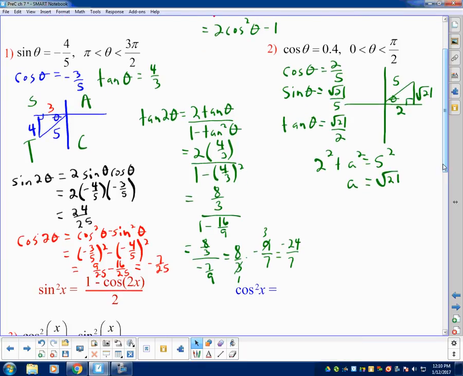Alright, so there it is. Do you understand what we would then do to find if I asked you for sine of 2 theta, cosine 2 theta, tangent 2 theta? It's plugging into a formula. We kind of haven't known what to do sometimes on these ones where you have to draw the right triangle. Hopefully it's where you're seeing it.